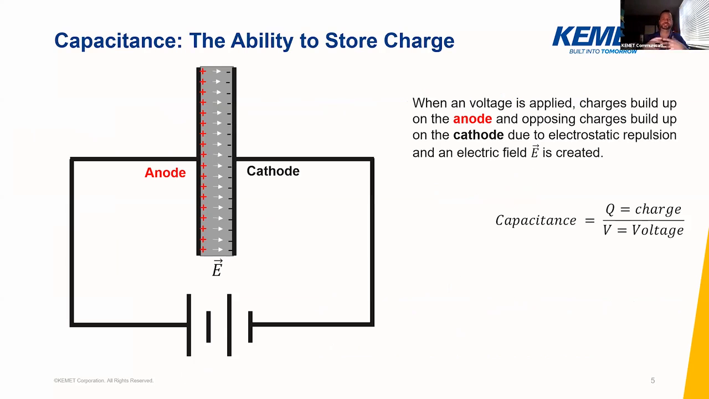So as I said, capacitance is the ability to store charge. When voltage is applied, charges build up on the anode plate, and then opposing charges build up on the cathode due to electrostatic repulsion. And many times you can represent the capacitance as charge over voltage. So in essence, you can think of it as I'm holding a certain amount of charge at a certain voltage, and that is the capacitance.